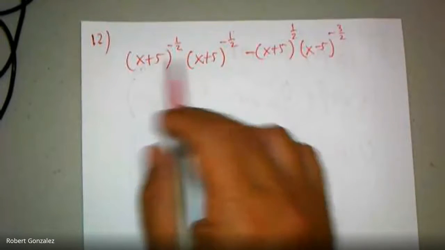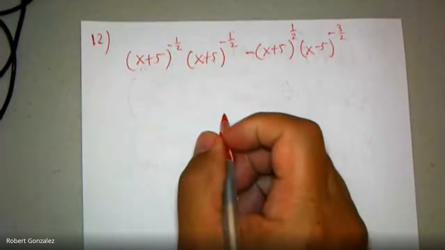It's interesting that they have two of the same thing with the negative 1/2 here. Sorry, tell me. The first one is negative. The first x plus 5 is negative. Okay, so this is negative. Yeah. Now it makes sense.